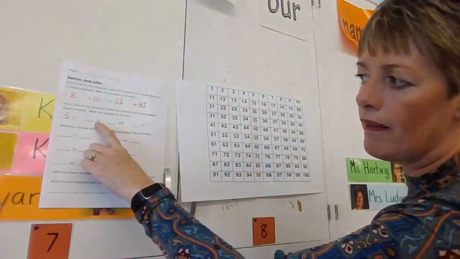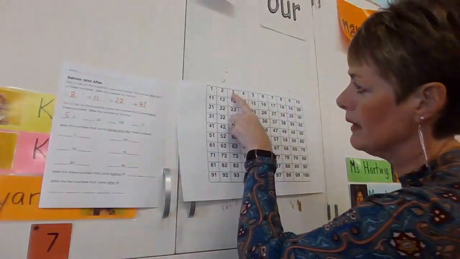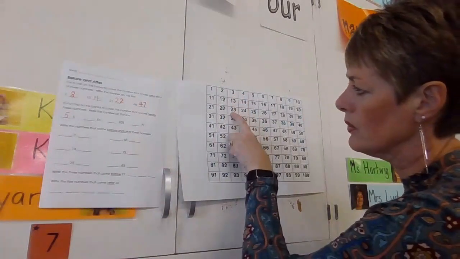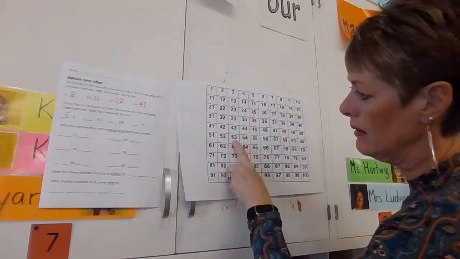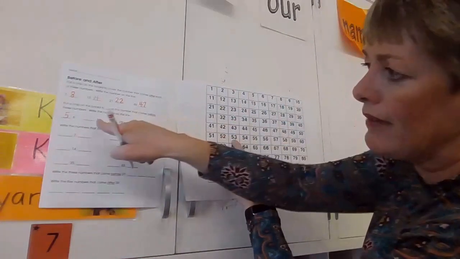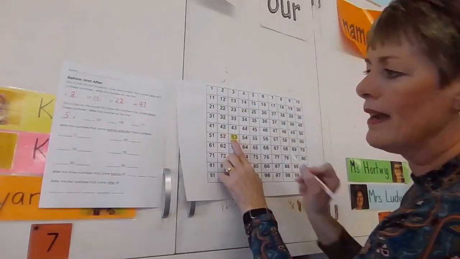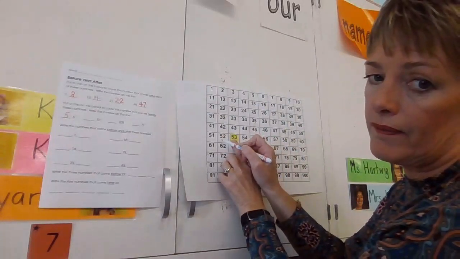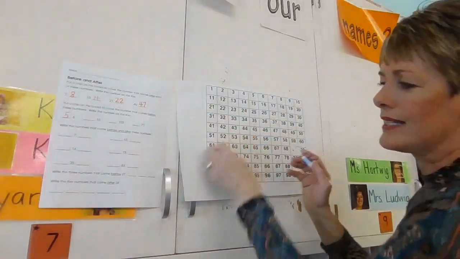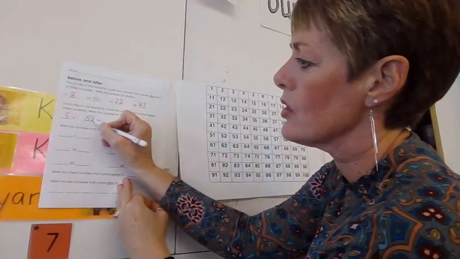Now we have to find number 53. 53 ends with a 3, so go up to 3. 13, 23, 33, 43, 53. Oh, that's the one I'm looking for, right? 5, 3, 53. Put your chip on it. What number comes before 53? 52, yes. So you have to write 52 on the line.